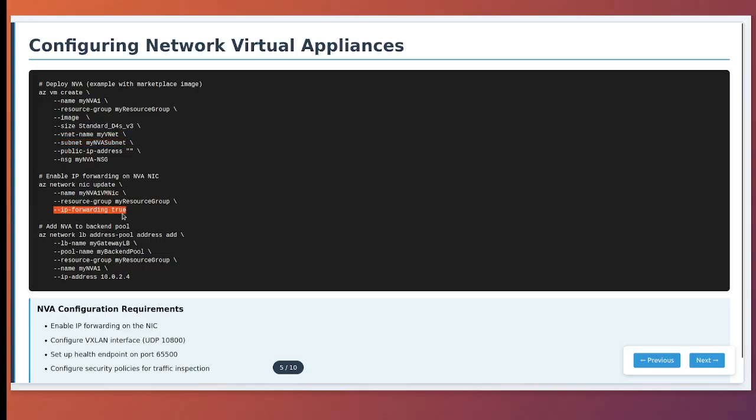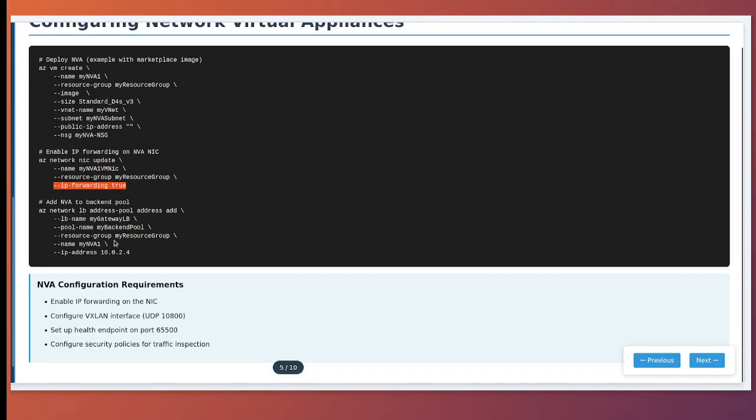The command az network nic update with IP forwarding true is absolutely essential. Without this, your NVA won't be able to forward packets that aren't destined for its own IP address. Since the NVA is inspecting traffic between other sources and destinations, IP forwarding must be enabled.